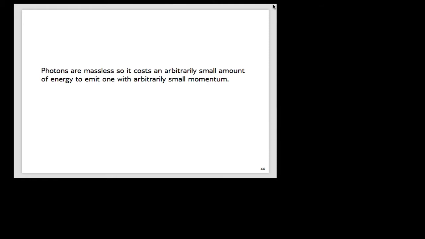Okay. So the next problem results from the fact that photons are massless, and so it costs an arbitrarily small amount of energy to emit one with arbitrarily small momentum.